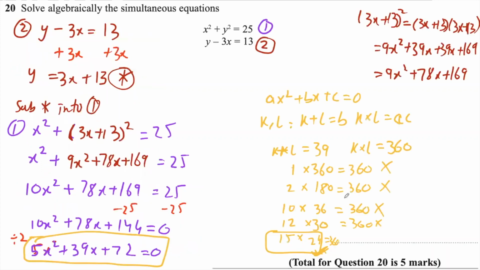So to take you back, the two solutions are going to be negative 3, comma, 4, and negative 24 over 5, comma, negative 7 over 5.